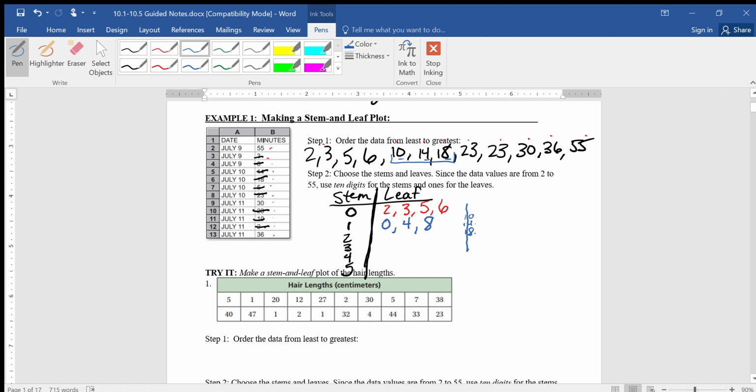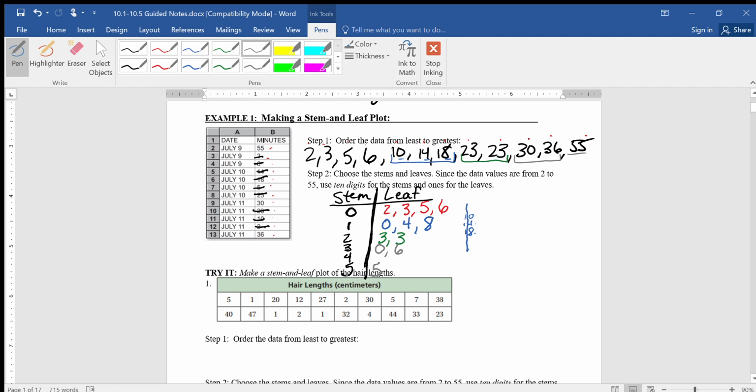So when we look at the numbers that are in the 20s, so 23 and 23, the 2 is already on the left side, so then for the leaf I just need the 3 and the other 3. For 30, we have 30 and 36, so we need to put a 0 for 30, and then a 6 for 36. For the 40s, we're going to skip because there are no numbers in the 40s. And then for 50, we just have 55. So we're just going to put a 5 here. So together, that's 55.